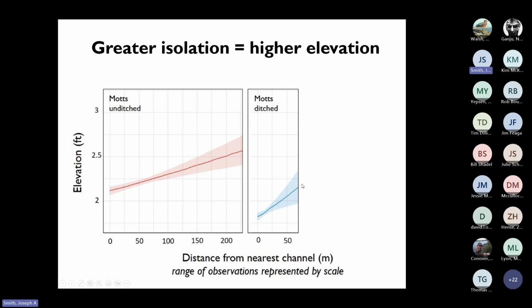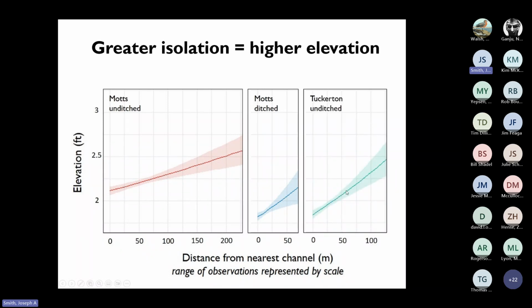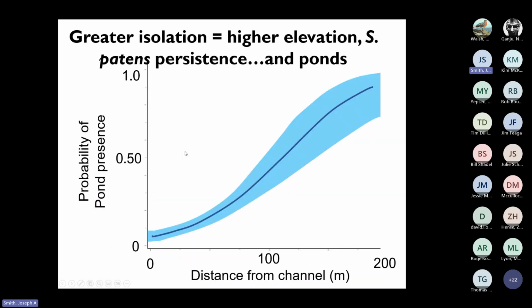And you can see the difference in isolation. You can't get very far from a channel in the ditched marsh, of course, because of all that drainage density. So I've been looking at other unditched marshes and finding similar patterns. This one's another marsh nearby in Tuckerton. Similar pattern: as you get further away from channels, that's where you're seeing your highest elevation, so more persistent Spartina patens, where you get isolated, higher elevations.